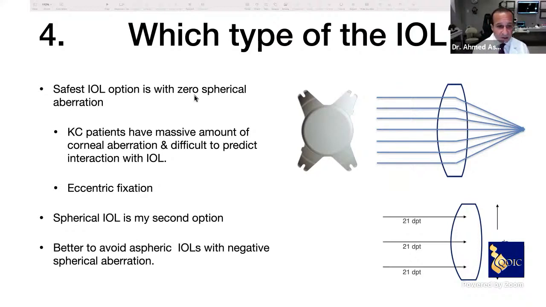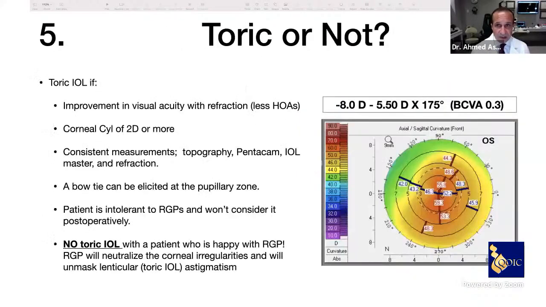My second option is to use a spherical IOL, but it's better to avoid aspheric IOLs with negative spherical aberration, because they may interact adversely with the corneal higher order aberrations.